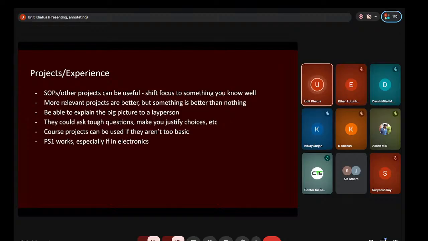If your PS1 is in electronics, that's going to be useful. It'll probably make your resume and interview better. You can also use course projects, though I would personally not suggest doing this, but you can, as long as it's not something that's very basic.